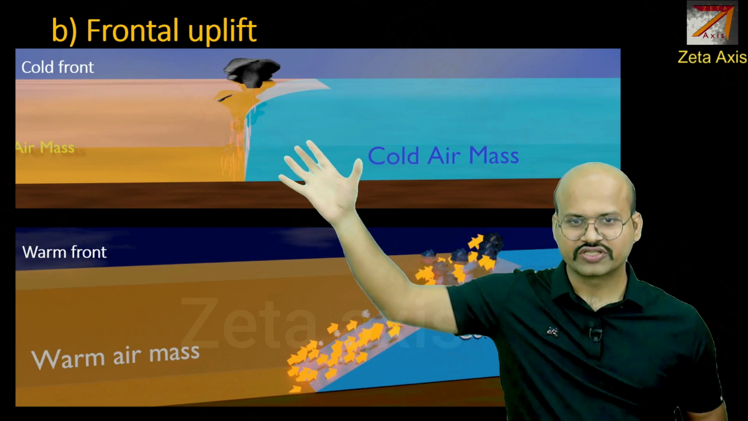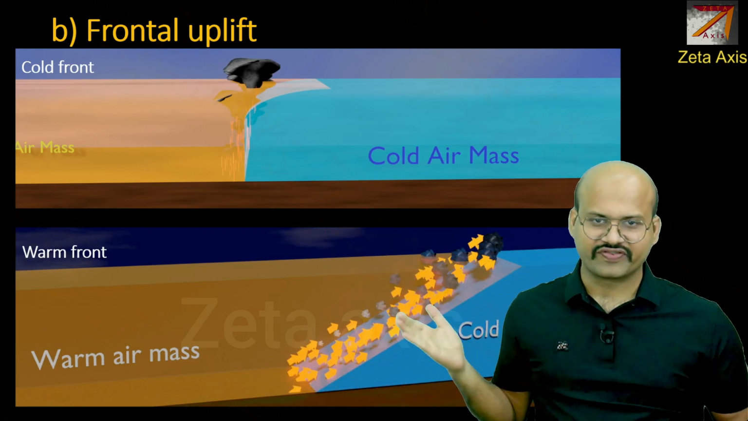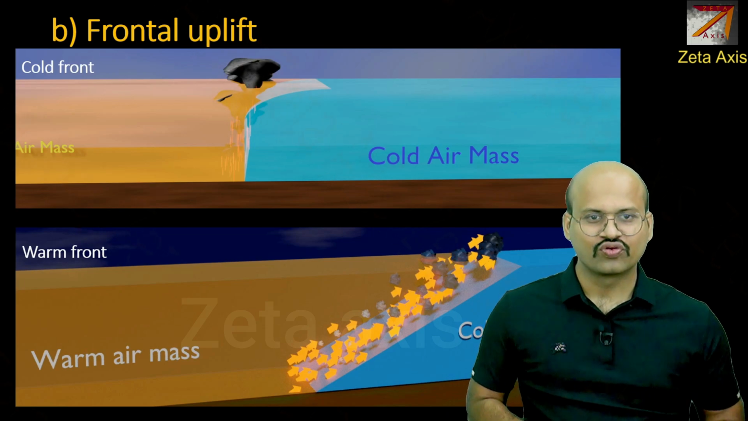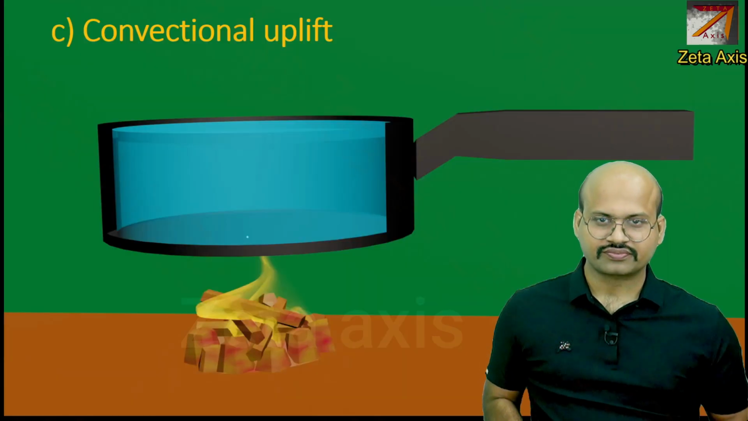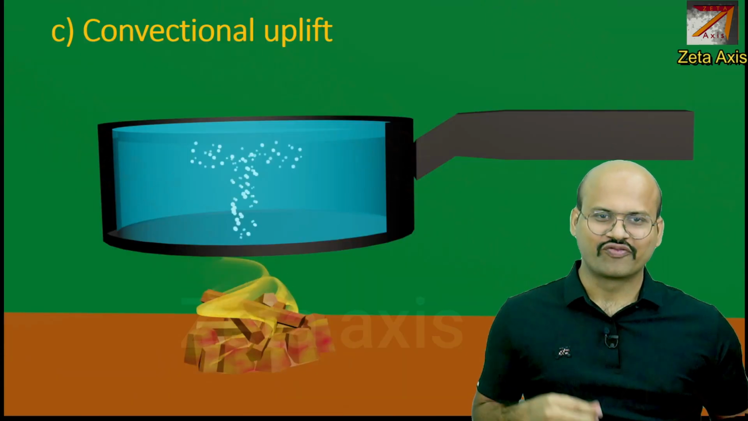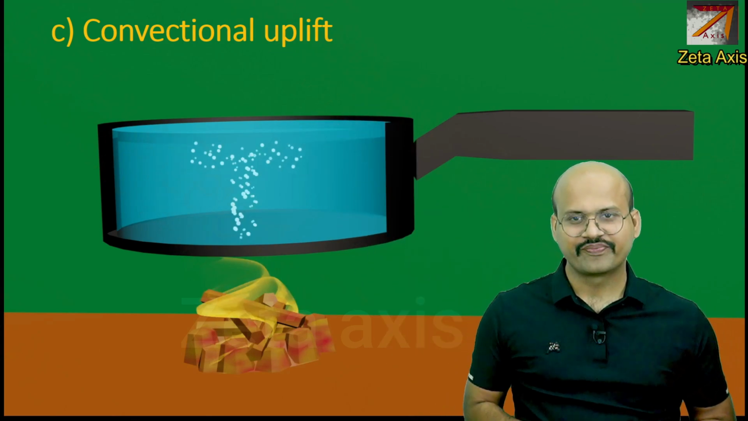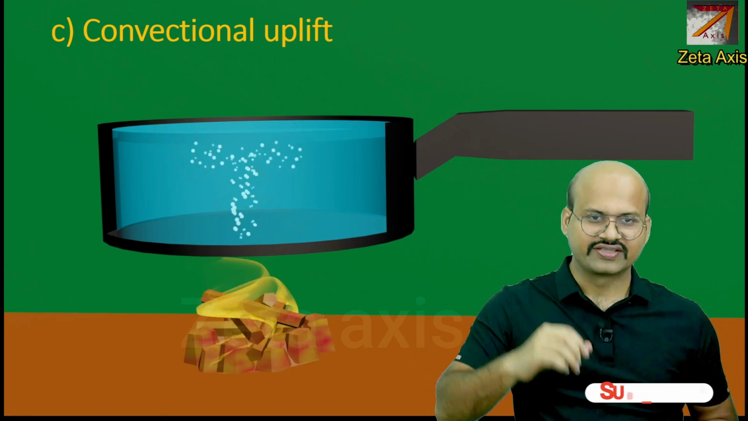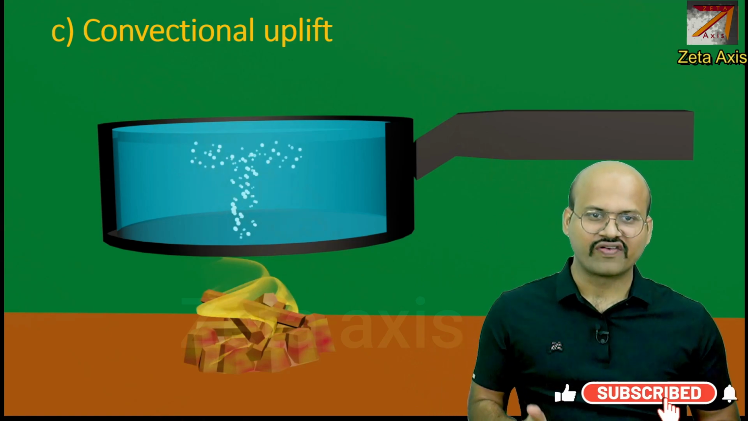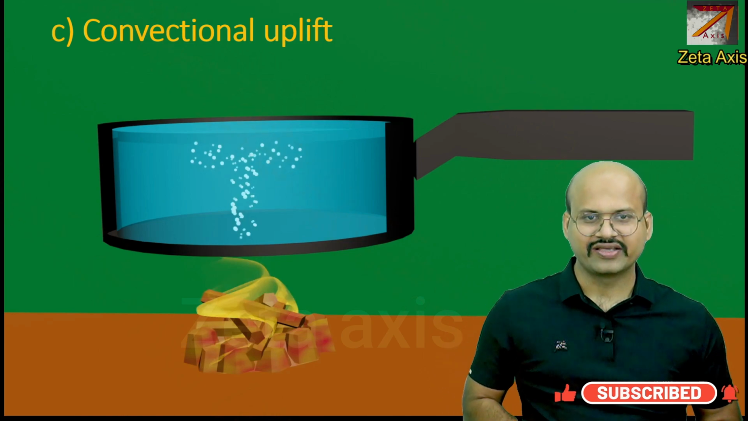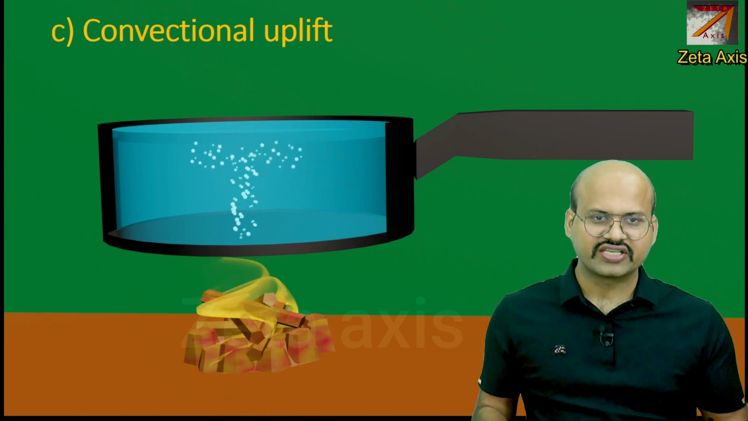So in both these processes, we can see that the air is uplifted, and with the air the moisture is also uplifted, which is cooled down to form clouds. The next type of cooling of moisture by upliftment is convectional uplift. Here the solar radiation heats our land, our earth. So it does not heat the atmosphere directly, but it heats our earth's surface first.